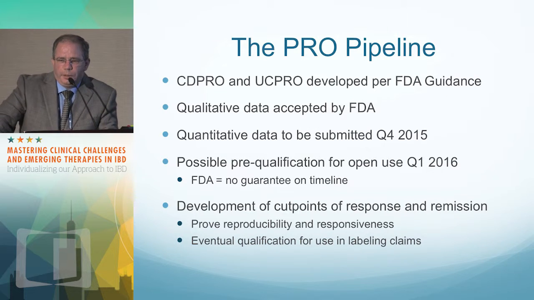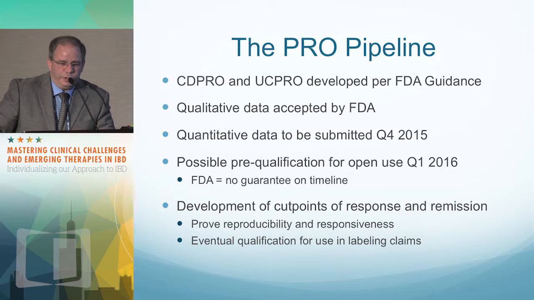So currently in our PRO pipeline, both CDPRO and UCPRO have been developed per the guidance. Qualitative data have been accepted by the FDA. Quantitative data are going in the fourth quarter of this year, possibly being pre-qualified by the first quarter of next year. No guarantee on timeline. I'm not the FDA. But we will hopefully develop cut points of response or remission and have these being tested in the wild next year. So you may start to see these first in clinical trials and then eventually being brought into clinical practice in forms I'm going to show you a little later.